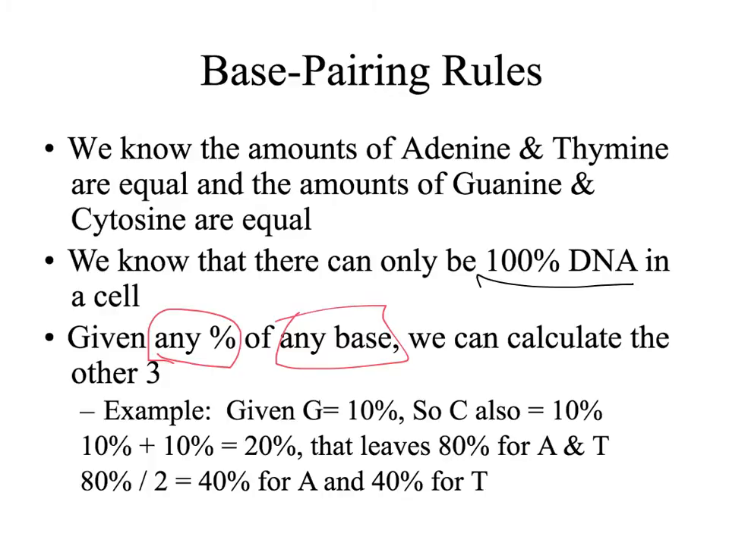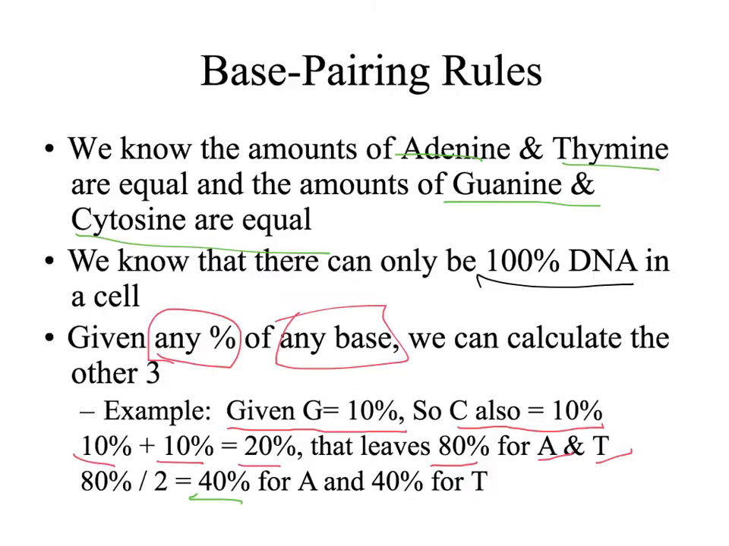Okay? So here's our example here. If we are given guanine is equal to 10%, we also know that cytosine is equal to 10% because guanine and cytosine are equal. Okay, so if we get 10 plus 10, that equals 20%. Well, 100 minus 20 leaves us 80% for the other two bases, A and T. And we know A and T are also equal. Okay, so if we take 80% and divide by 2, we get 40% for adenine and 40% for thymine.